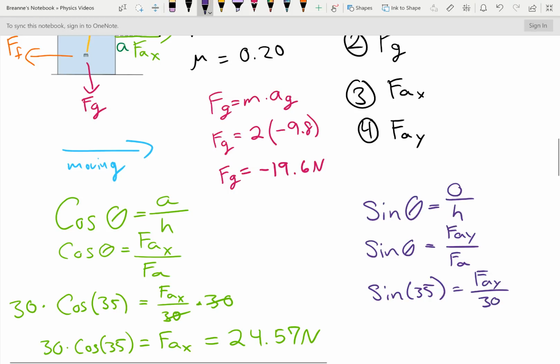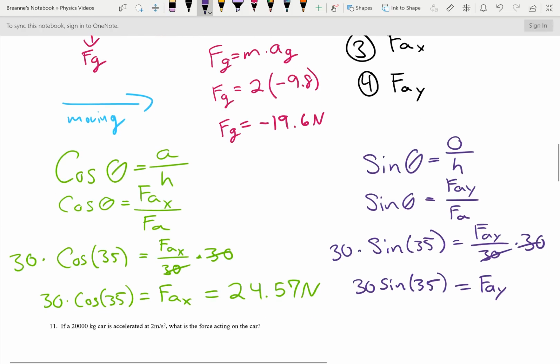To get force applied in the y by itself, it's being divided, so the opposite of divide is multiply. What you do to one side, you have to do to the other. So you get your force applied in the y of 30 sine of 35. You plug that in. Again, make sure you're in degrees. So 30 sine of 35 gives you 17.21.